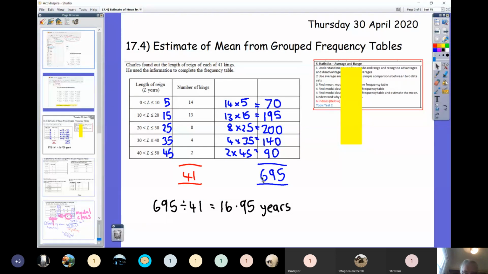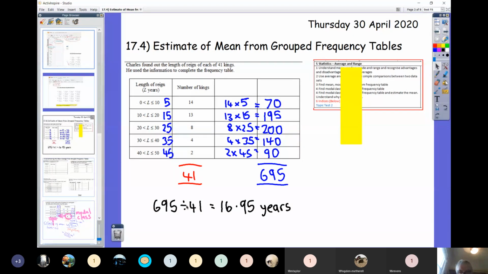695 years. And again, just like before, we work out an estimate for the mean by taking the total number of years, dividing by the total number of kings. Sometimes the question will tell you the number of kings, like it does here, 41 kings. Sometimes you're going to have to go and add up the number of kings, okay? So 695 years divided by 41 kings means on average the estimate of their mean is 16.95 years.